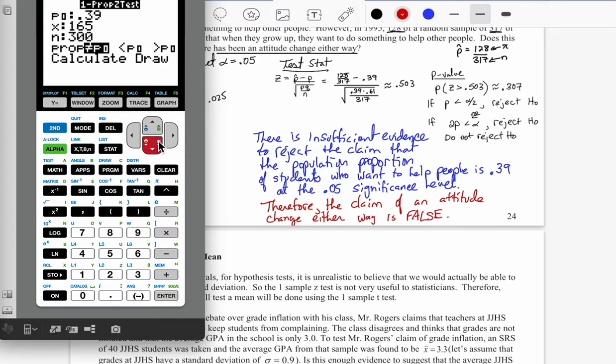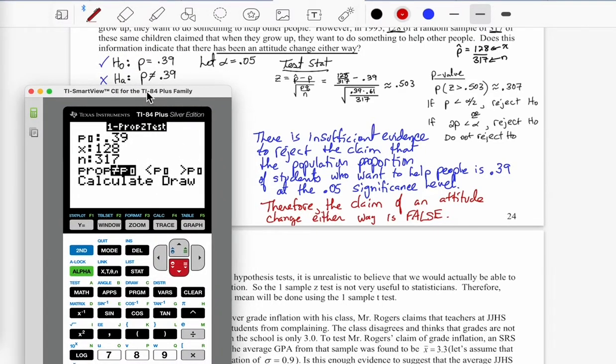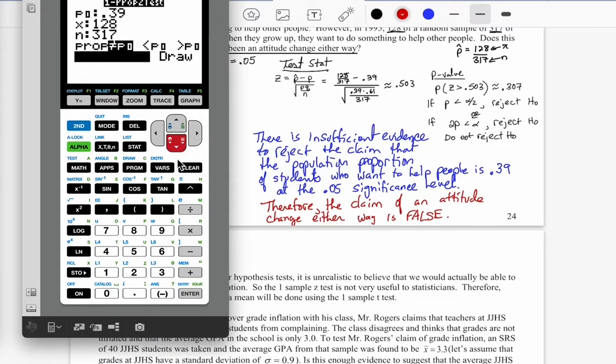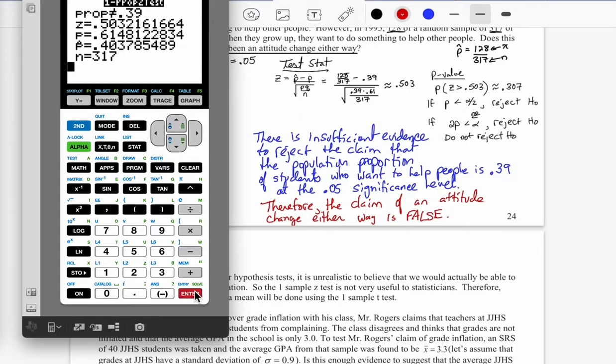All right. The x value, 128. The n value, 317. The inequality used in your alternative hypothesis. In this case, we used a not equal to symbol. And then you go to calculate. And so you get good information. I mean, it tells you the z statistic, it tells you the p-value.